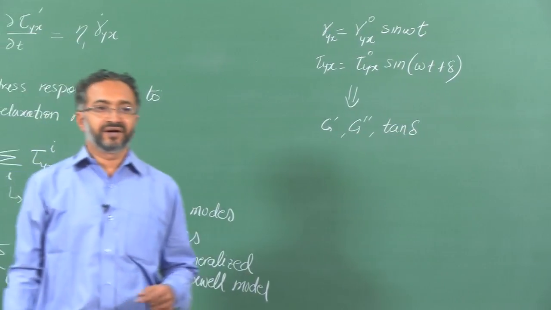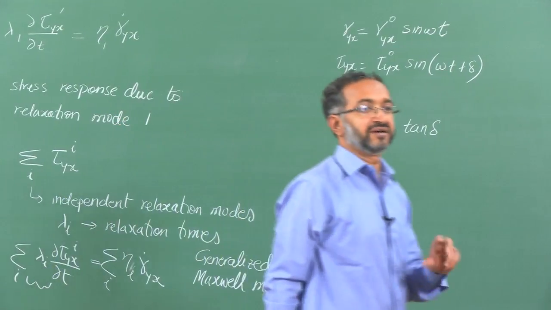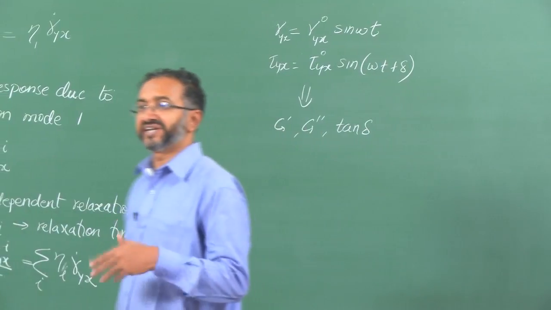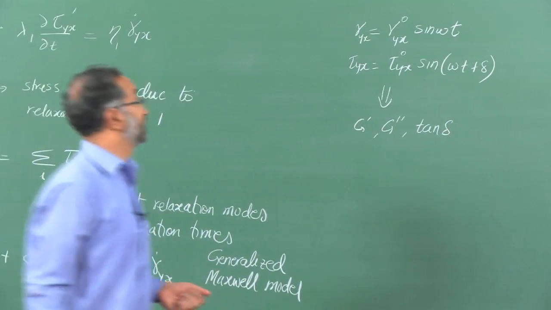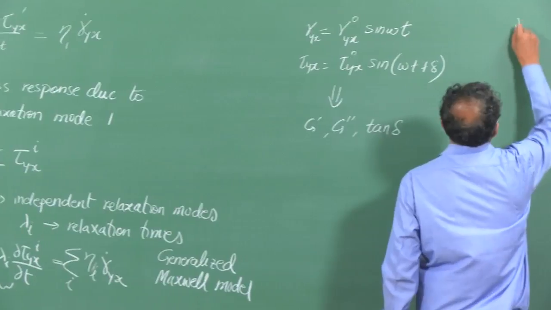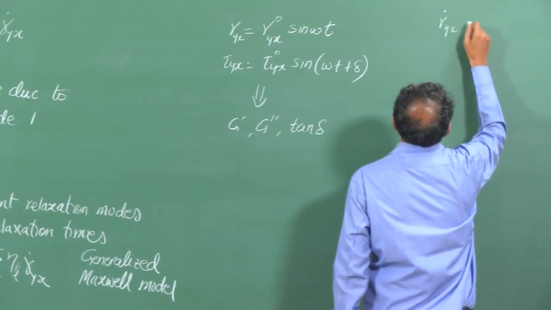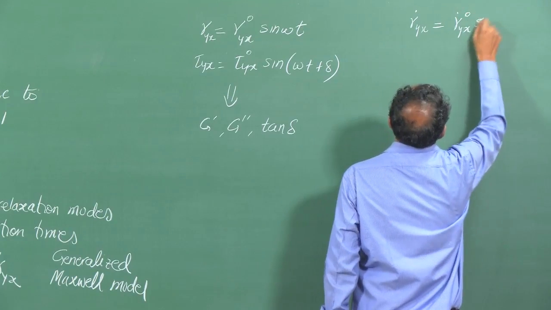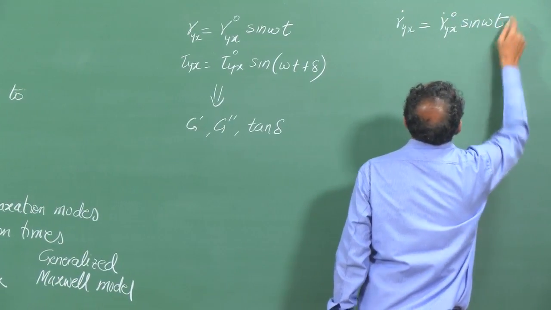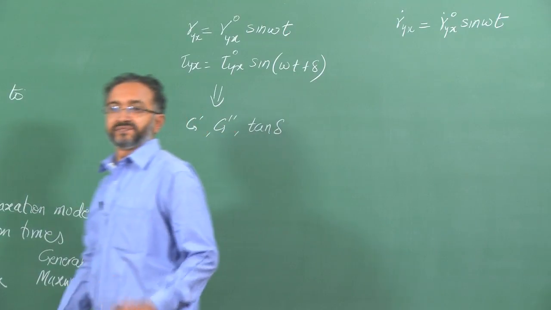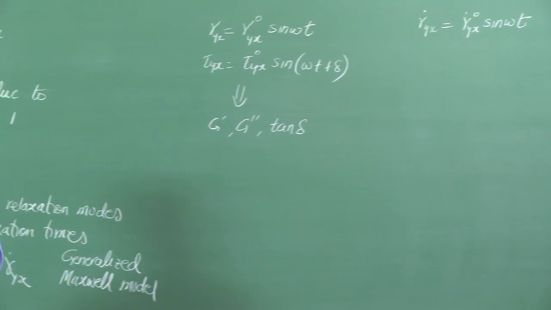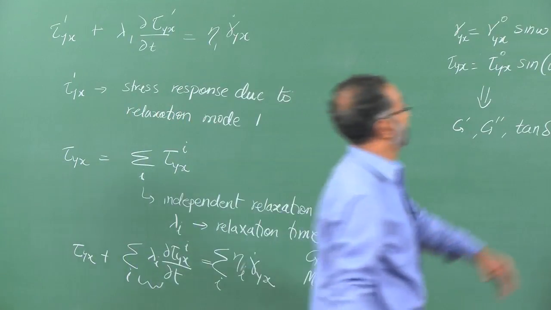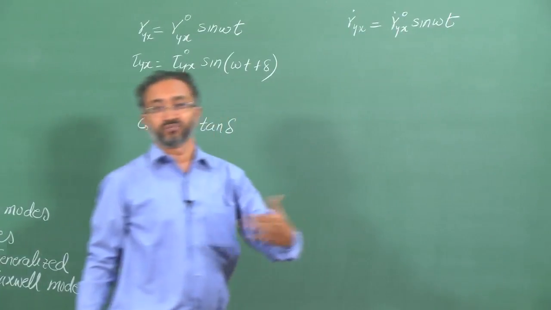So, similarly, instead of saying that we are applying a defined strain on the material, we could say that we are applying a defined strain rate on the material, and so in that case we apply gamma dot yx. So, it is a constant amplitude strain rate being applied, and since we are dealing with small deformation, these two are derivatives of each other, but since we are doing the experiment in a strain rate control mode.